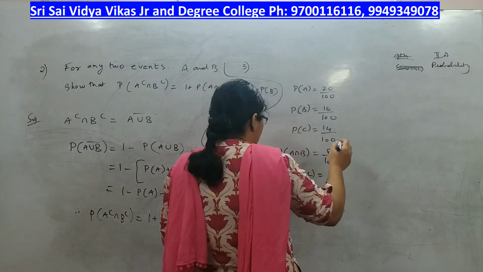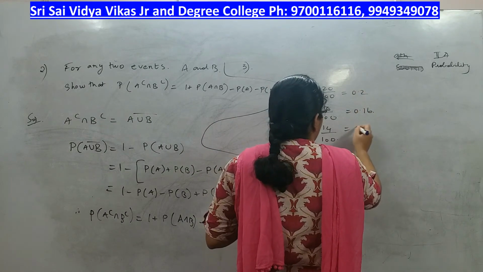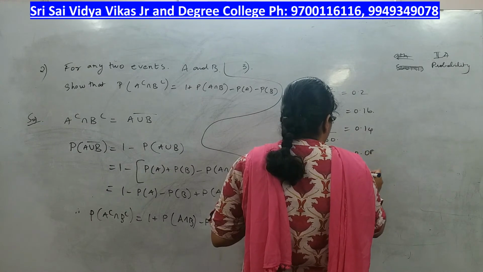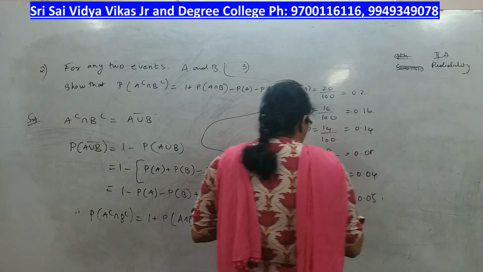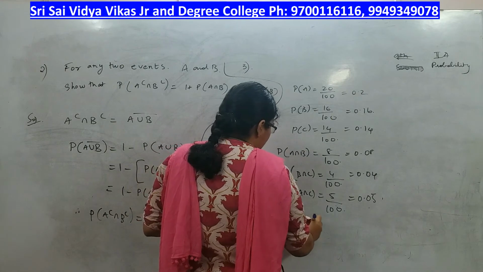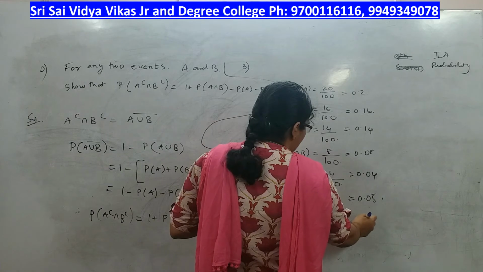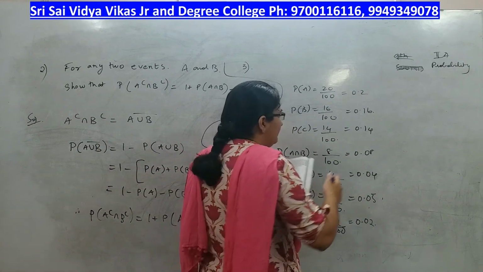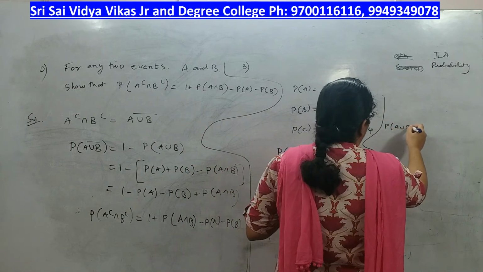This is 0.2, 0.16, 0.14, 0.08, 0.04, 0.05, and P of A intersection B intersection C is equal to 2 by 100, that is 0.02. You have to find P of A union B union C.